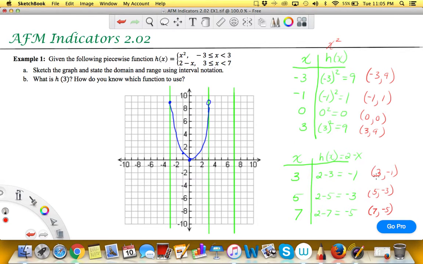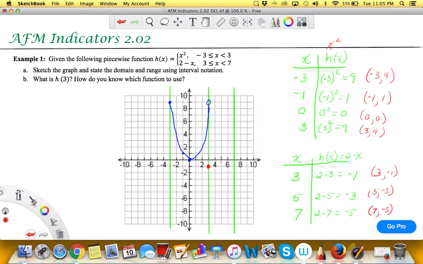So I have (3, -1). Okay. Now notice this 3 is included. So (3, -1). So this is going to be a closed circle. Okay. So the fact that this is on 3 and it's open, and the fact that this is on 3 and it's closed, you'll see what that means in a minute.